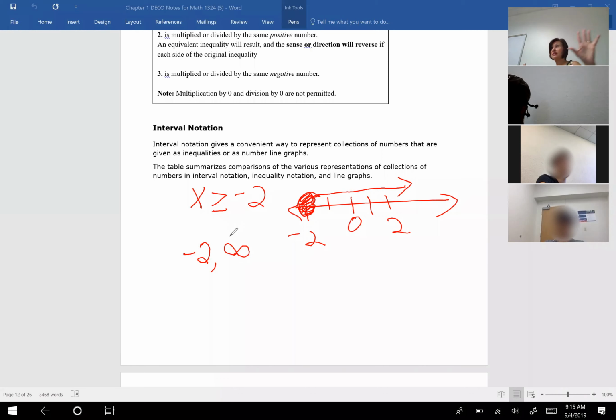Now I have a question. Is infinity a number or is it a concept? It's a concept. It's the idea. I was trying to explain this.